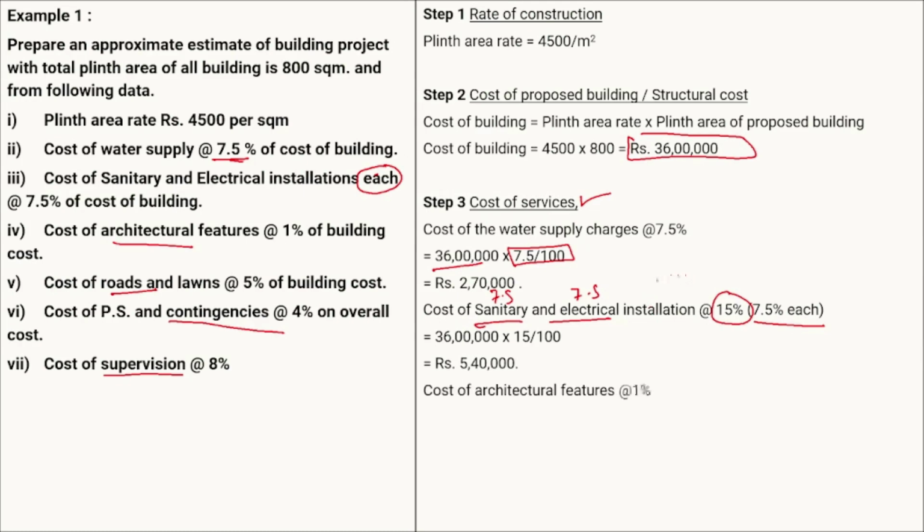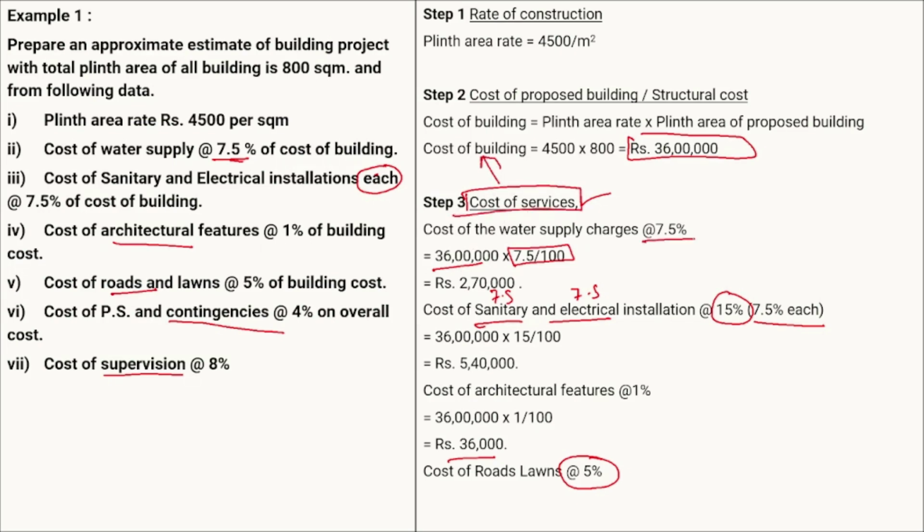Again, for the architecture fitting it is 1%. So 1% of the 36 lakhs will be the cost of the architecture feature. Then the cost for the roads and lawns, again it is 5%, and 5% is of the building cost. So remember that the cost of the services should be taken on the building cost. Whatever the percentage is, 7.5, 15%, 1% or 5%, we are taking it as a percentage of the cost of the building. So here again we are taking 36 lakhs, that is the building cost.